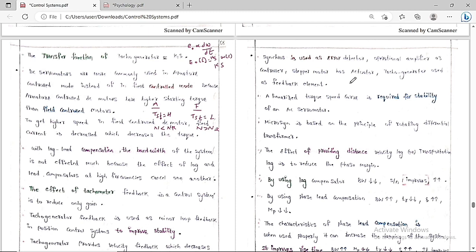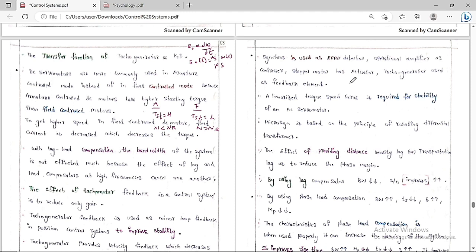What is the meaning of transportation lag? The output is going to lag the input by some amount of time. So why are we going to use this? Because we want to reduce the phase margin.